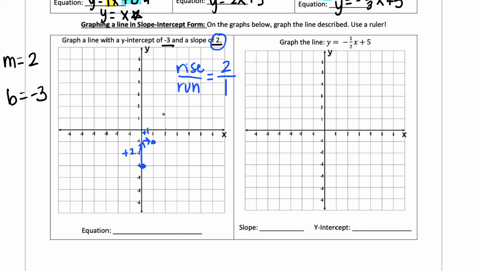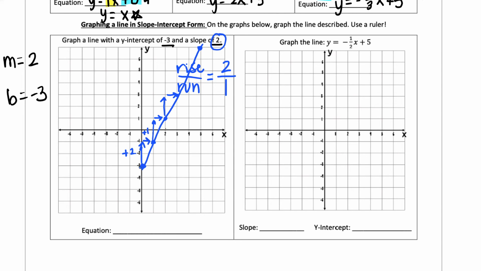And then I'm going to keep doing that until I create a line that I can make by connecting my dots. So I'm going to rise 2, run 1. So notice I went up 2 boxes and then to the right 1. I'm going to keep doing that until I have my line. So up 2, over 1. So now I can see that if I connect these points, I'm starting to see a line.